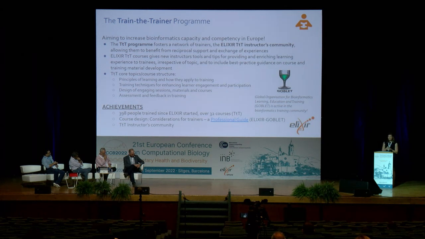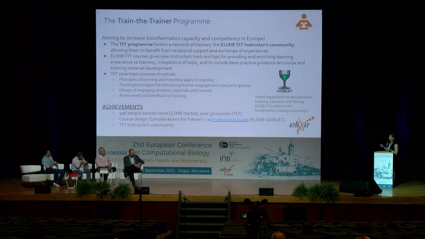What we have achieved so far is to train almost 400 people since ELIXIR started in about 32 Train the Trainer courses, and most of this is also covered in the professional guides that have been published together with the ELIXIR GOBLET initiative. GOBLET was also on one of the slides that were presented earlier today. It's a global organization for bioinformatics learning, education, and training, and is active in the bioinformatics training community.